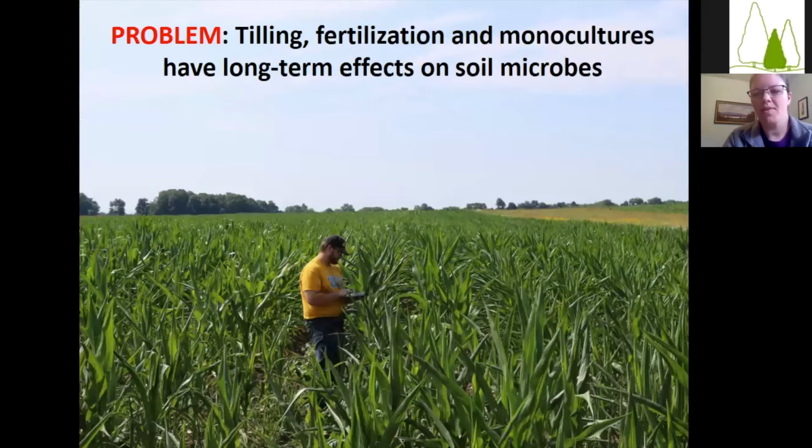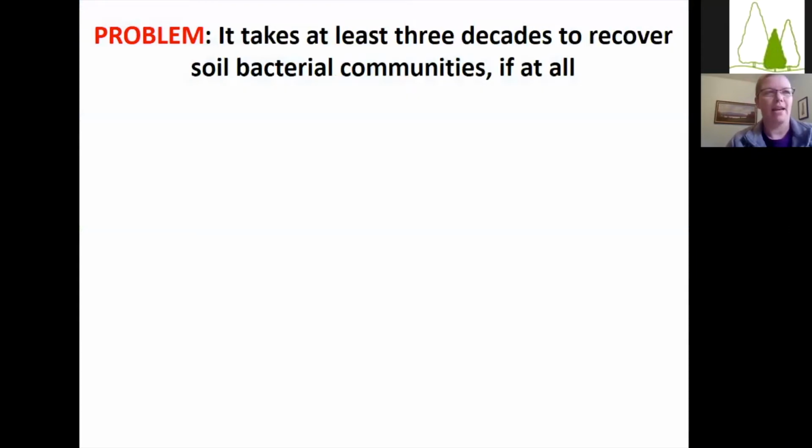Right, so what's the problem? If you've bought all this so far, so prairie conservation corridors are important and microbes are also important. The problem is that tilling, fertilization, and monocultures, which are these traditional agricultural activities, have very long-term effects on soil microbial communities. So all of these factors that are involved in soil microbial ecology are affected by tilling, fertilization, and then monocropping for many years. And the problem is that it takes about 3 decades to recover soil bacterial communities, if at all, and this may also be the case for fungi.